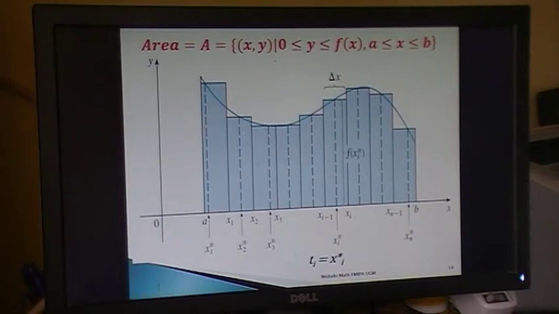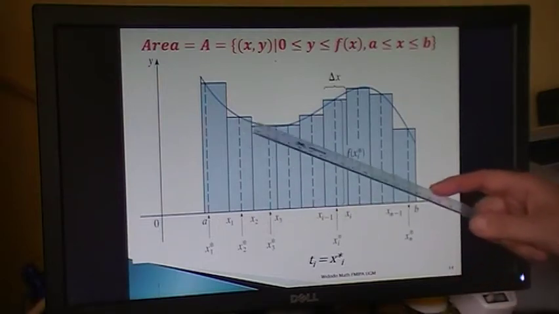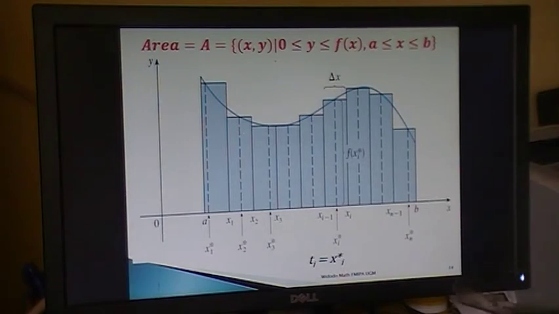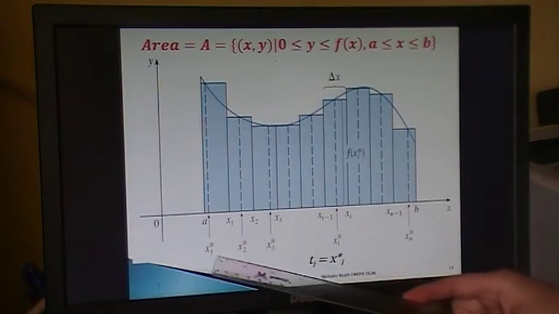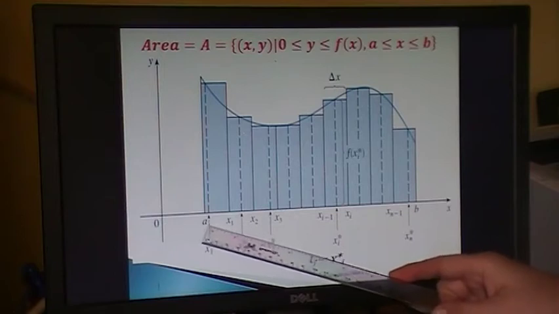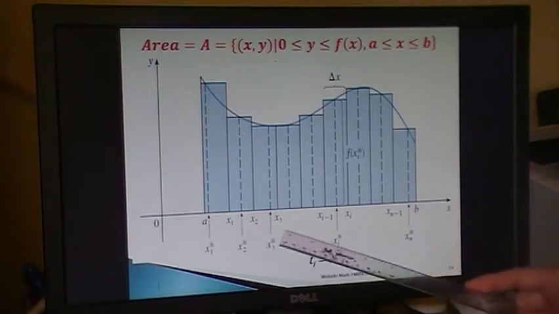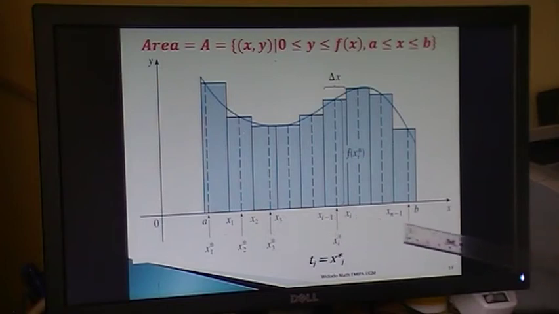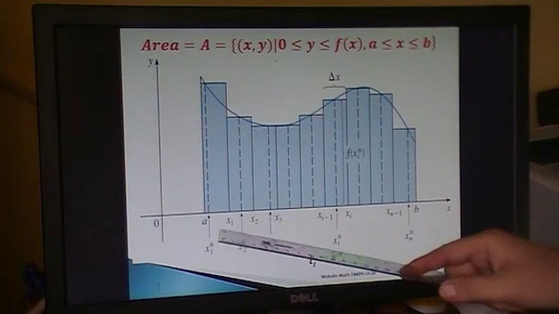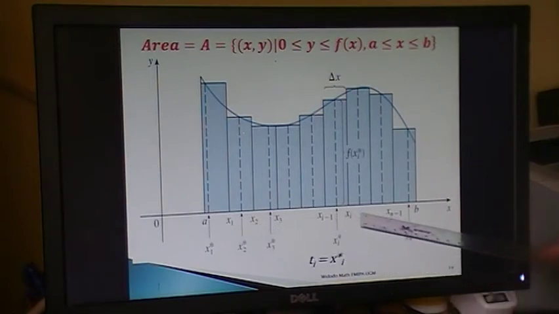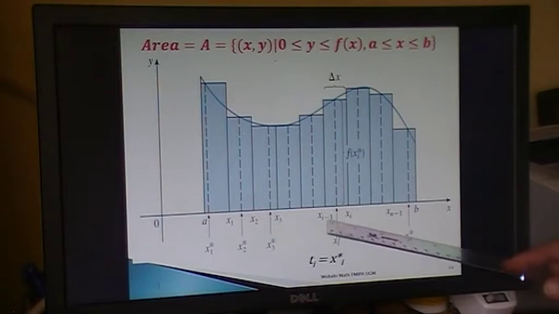We can do that in the following way. First, we would like to approximate the area, the blue one, by using a partition. The partition consists of x0 equal to a, x1, x2, x3, up to x_{i-1}, x_i, until xn minus 1, until xn, where xn is equal to b. If we take this partition, then we have n subintervals [x_{i-1}, x_i] for i equal to 1 until n.